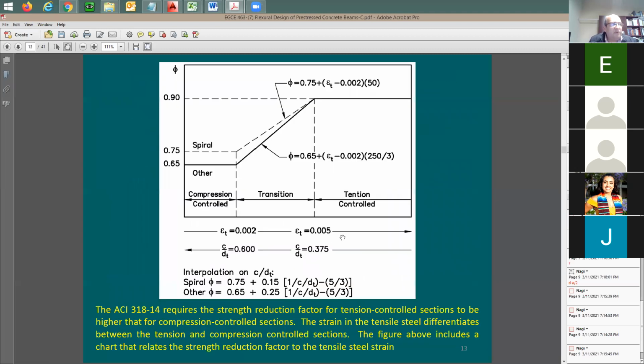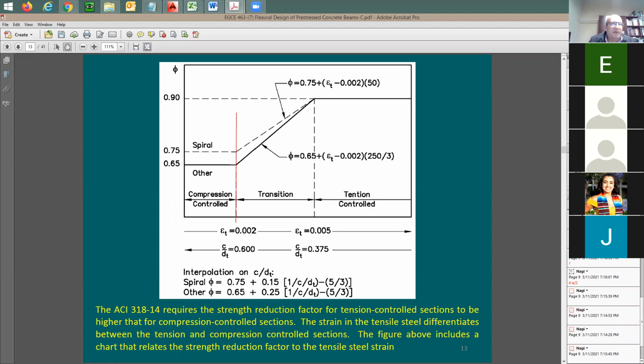How to find out the phi factor? If I may jump here, say I have this chart from the code, and I have it also in this slide set. I have more than one slide set for you. So once you solve for the strain in the steel, let's say it turned out to be right here, 0.002, which means at the yield point.